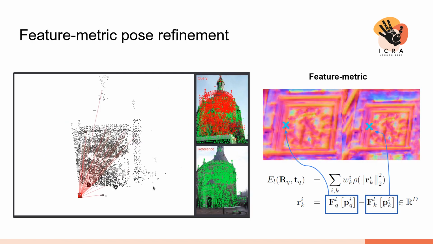Starting from an initial pose, the featuremetric pose refinement optimizes the final pose by reducing a residual in the feature space. Every 3D point is reprojected and evaluated in both query and reference image, obtaining N-dimensional vectors. The iterative Levenberg-Marquardt optimization reduces the residual between these vectors, obtaining a better pose.